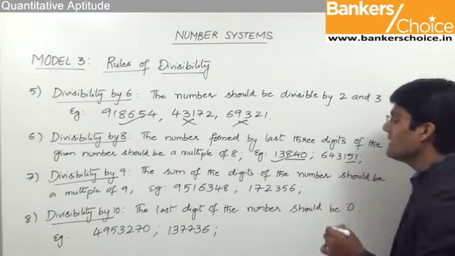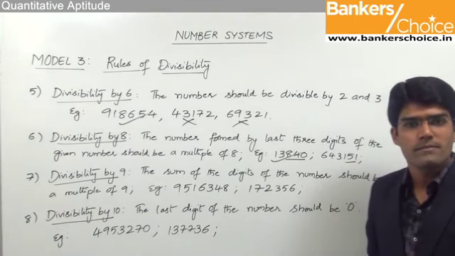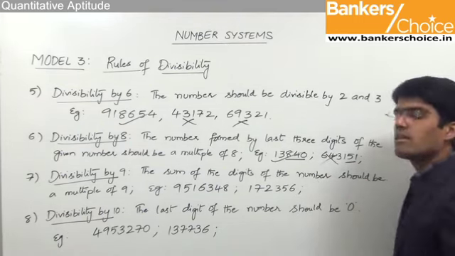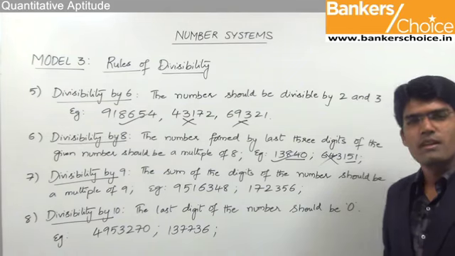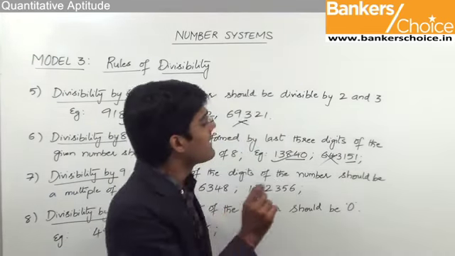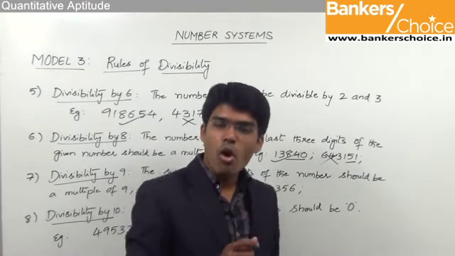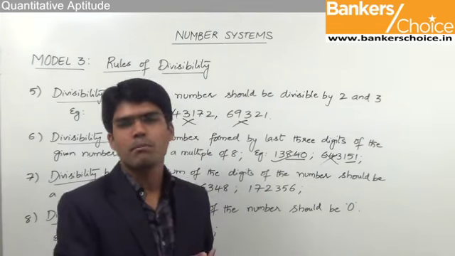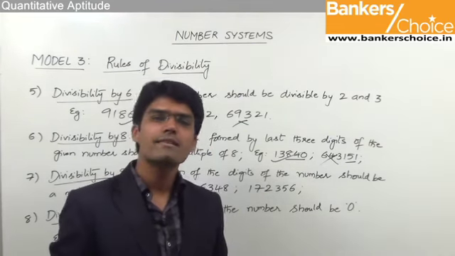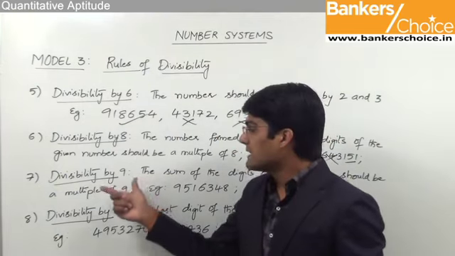The number formed by the last 3 digits, 151, is not a multiple of 8. Hence this number is not divisible by 8. So simply to check whether the given number is divisible by 8 or not, we need to just verify the last 3 digits. If the last 3 digits form a multiple of 8, or if they are divisible by 8, then the complete number is divisible by 8. Otherwise it is not. Moving on to the divisibility rule for 9.